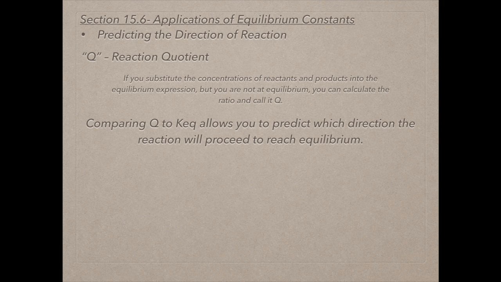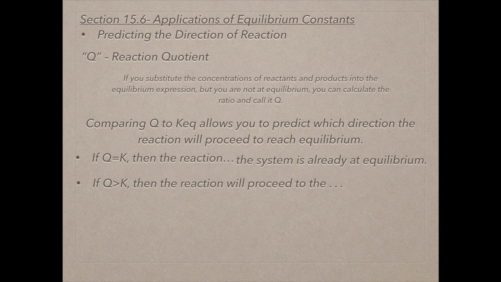So by comparing your Q and your Keq, which is your equilibrium constant, whether it's your Kc or your Kp, you can actually predict what direction the reaction is going to proceed. For example, if your Q equals your K, that tells you that your reaction is actually already at equilibrium. If instead, however, your Q is larger than K, let's actually think about what this means.